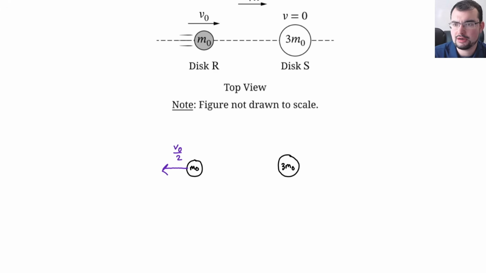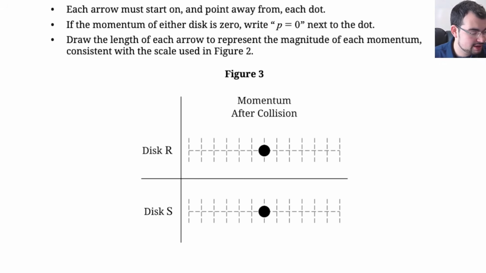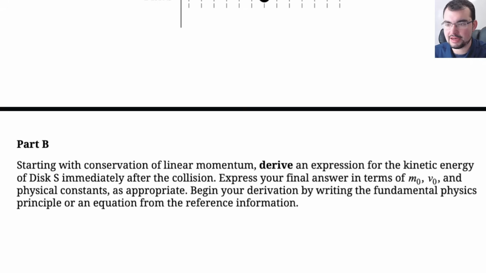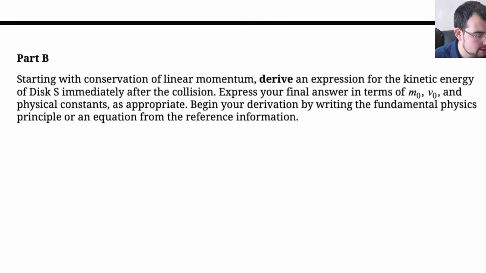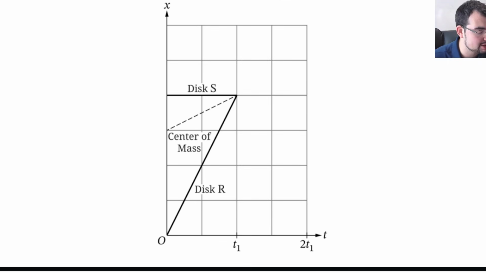But this is the TBR, so we should read A, B, and C first. This is a nice representation. We have a momentum diagram where it shows the momentum before the collision with vector arrows, and we've got to draw it ourselves after. Then B, which is entirely independent, determine the kinetic energy of the other disk after the collision.